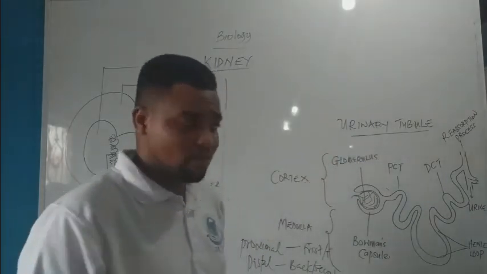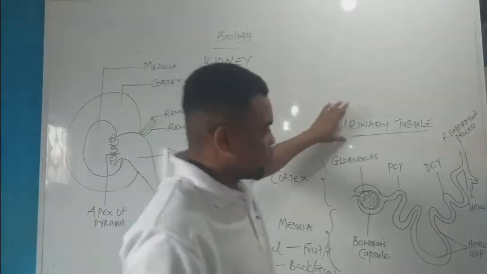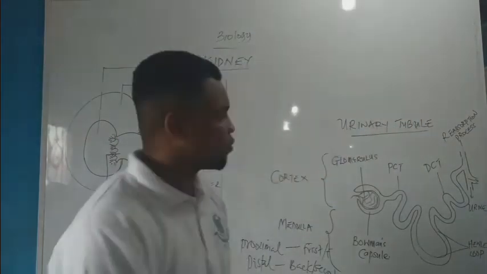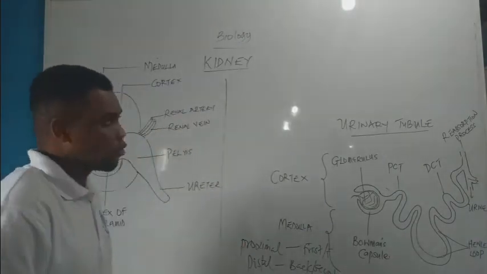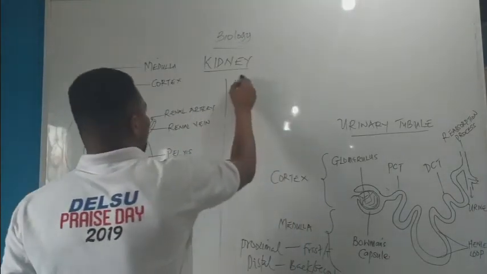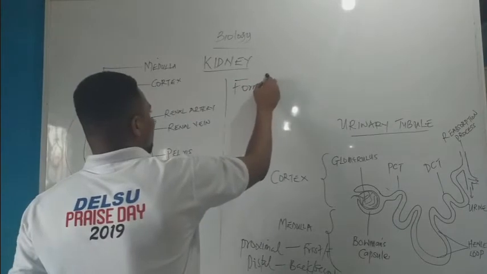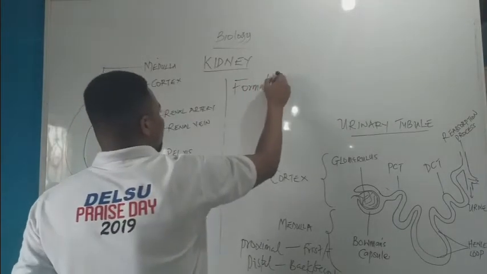Since this is called the urinary tube, you also call it the kidney nephron. Another name for the urinary tube is the kidney nephron. Now, let me explain the part which leads us to a topic called the formation of urine, the mechanism involving the formation of urine.